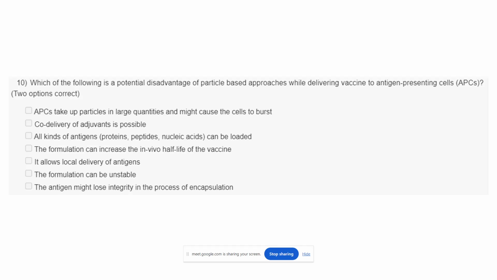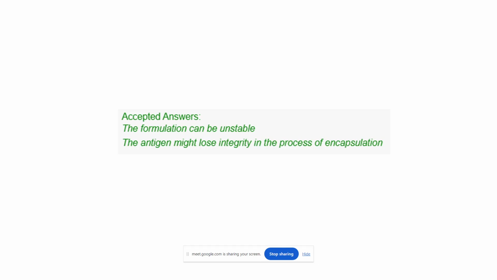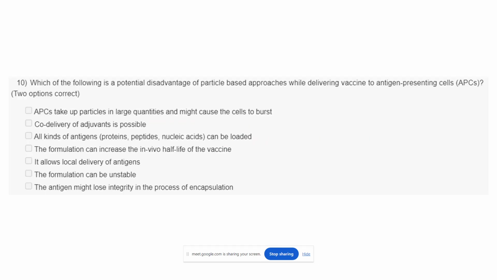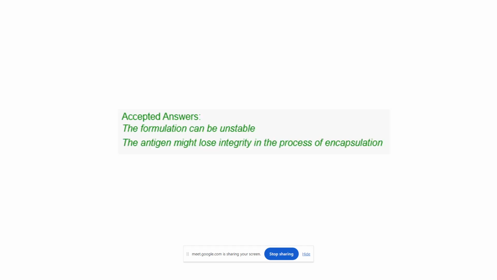Okay, so here the correct answer would be the last two options. The formulation can be unstable, and the antigen might lose integrity in the process of encapsulation. These are the potential disadvantages. That the formulation can increase the in vivo half-life of the vaccine is basically a potential advantage of the particle based approach, because it will reduce the number of times you are giving the dose of vaccine. So these two will be the correct answer: the formulation can be unstable and the antigen might lose integrity in the process of encapsulation.